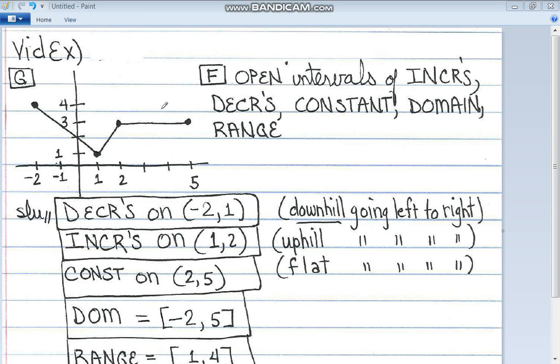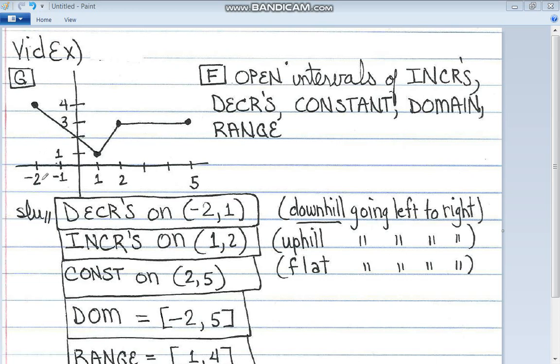And what they want you to do is find the open intervals of increase, decrease, and constant intervals, and then they want you to find the domain and the range. So let's find the intervals of x values upon which the function is decreasing. I like to imagine that I'm a little ant climbing along from left to right, down, up, across. For what values of x on the x-axis is the little ant going downhill? That would be the intervals of decrease.